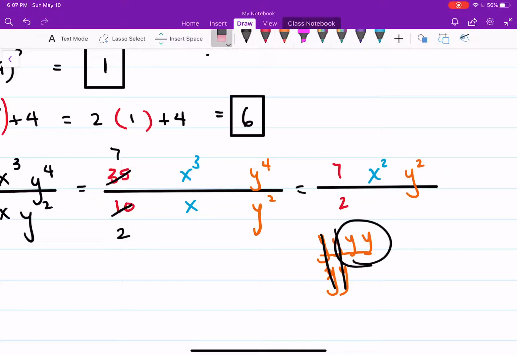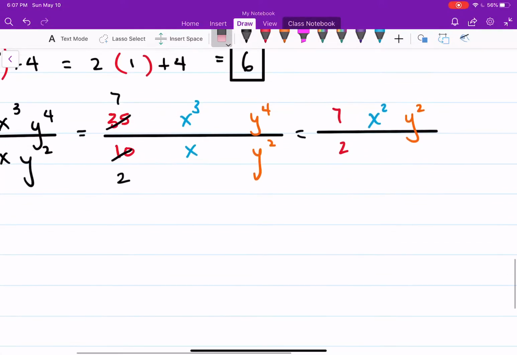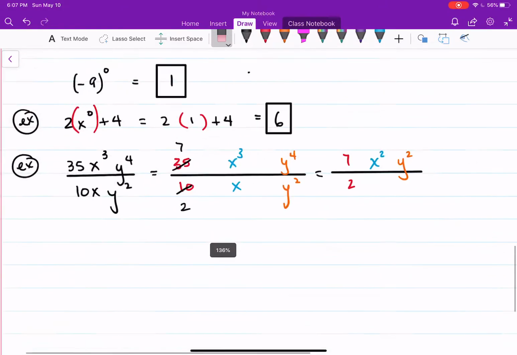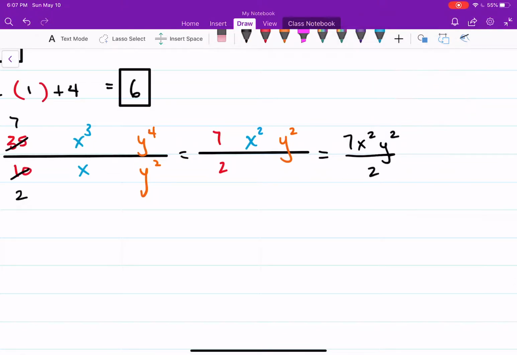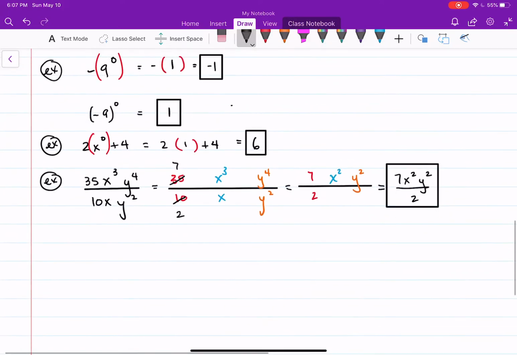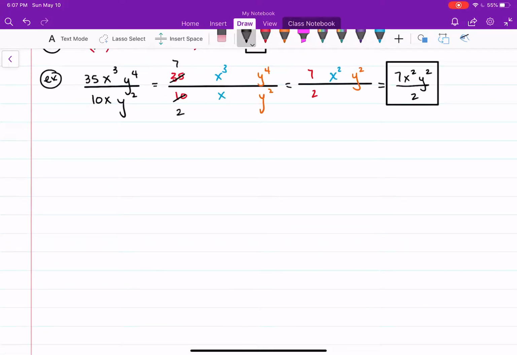Okay. So now I can finish off my answer by saying that the answer is 7x squared y squared all over 2. And that would be my answer right there. You doing okay? All right. Hopefully that will help. If you have any questions, let me know, bud.